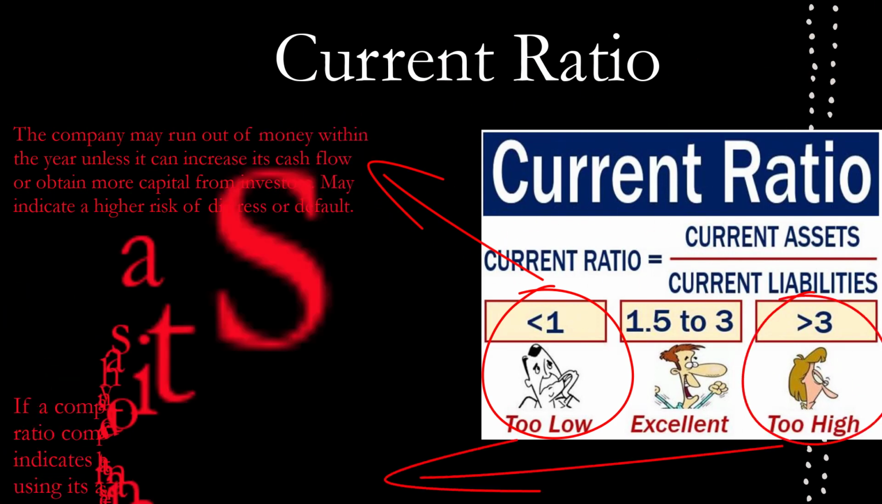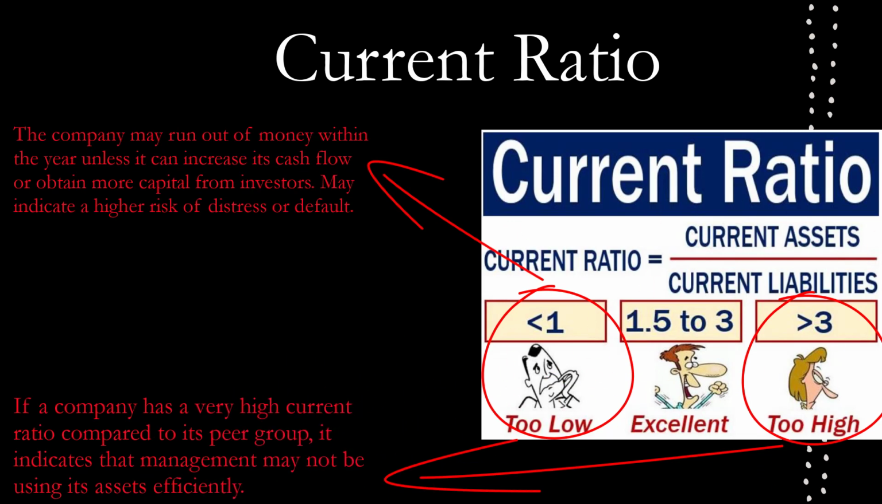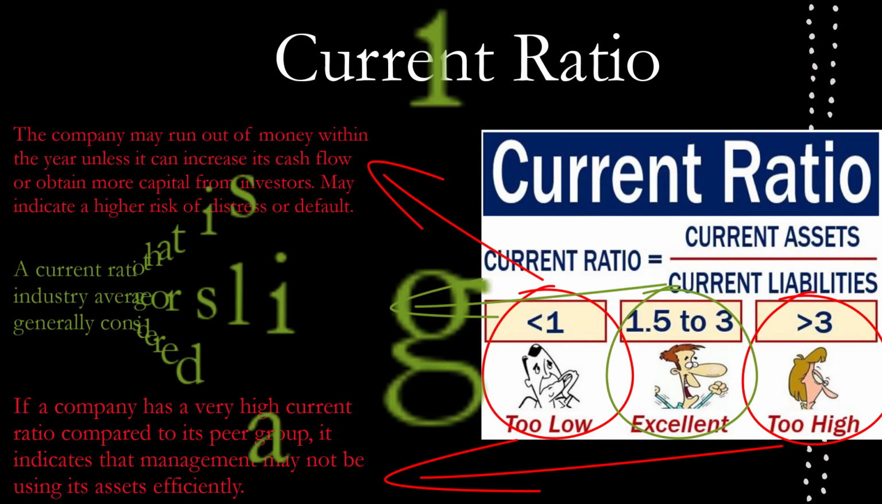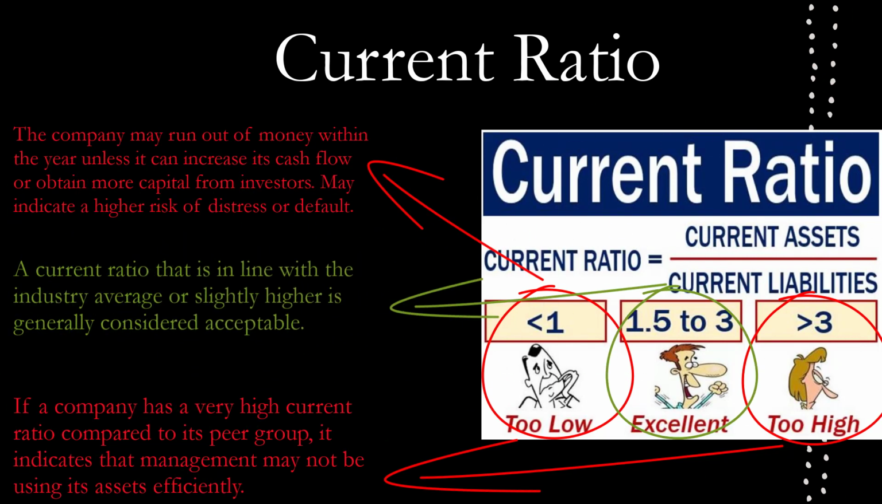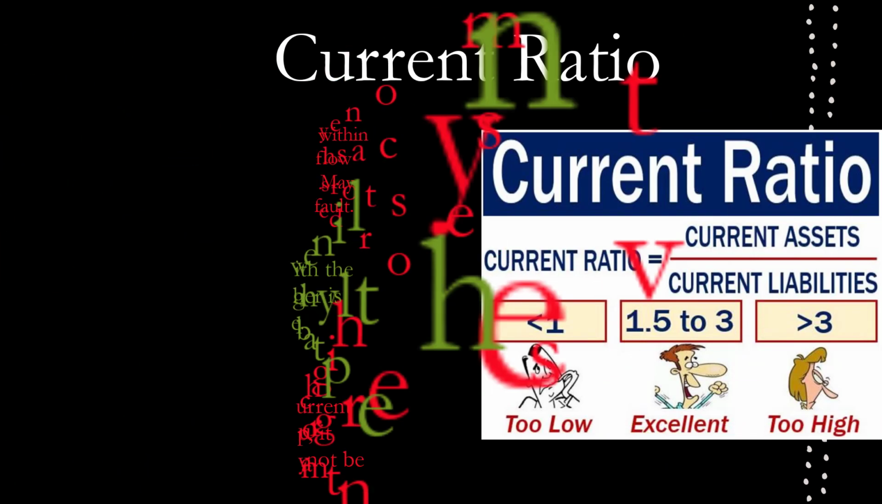A company with a high current ratio has no short-term liquidity concerns, but its investors may complain that it's hoarding cash rather than paying dividends or reinvesting the money in the business. A current ratio that's in line with the industry average or slightly higher is generally considered acceptable. A current ratio that's lower than the industry average may indicate a higher risk of distress or default. Similarly, if a company has a very high current ratio compared to its peer group, it indicates that management may not be using its assets efficiently.